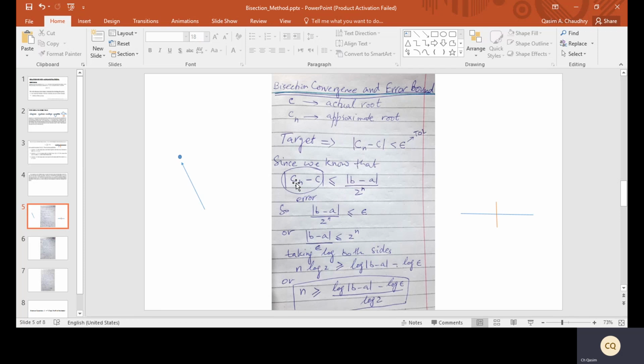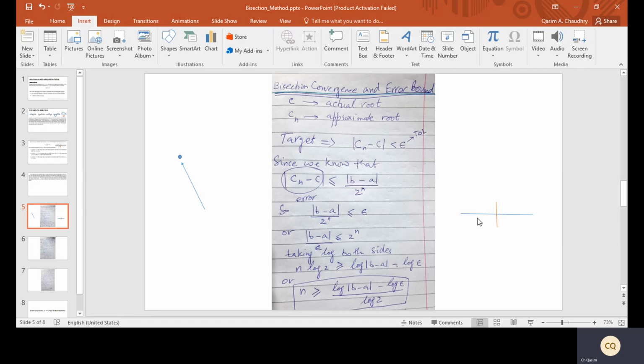Now, if you are taking n is equal to 1, then you can simply generalize this. So students, if n is equal to 1, then c1 minus c, and you don't know the exact value of the root. Let's say the root is maybe at this point, or this point, any point, here, here, here. But now the root is either on this half, or on this half, or at this particular point.